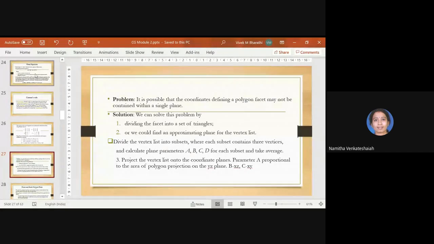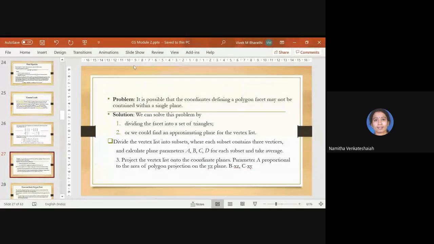The second thing is, among all the vertices available for that particular polygon, you divide them into subsets, find A, B, C, D for each subset, and take the average of it. And the third solution is, we project the vertex list onto the coordinate planes in such a way that parameter A is proportional to the area of the polygon projection on the YZ plane. You will maintain that A is always proportional to the YZ plane, B is always proportional to the XZ plane, and C is proportional to the XY plane. This will solve the purpose.